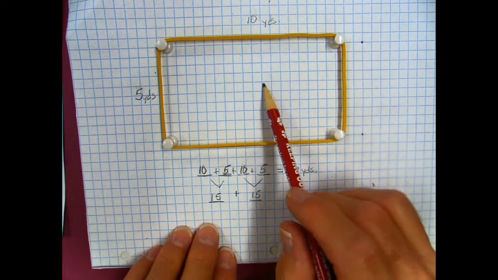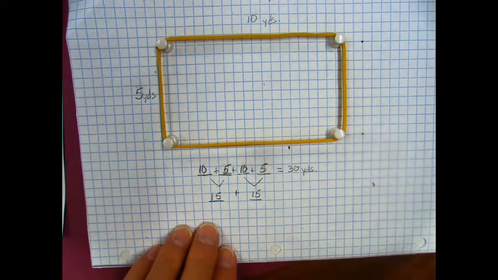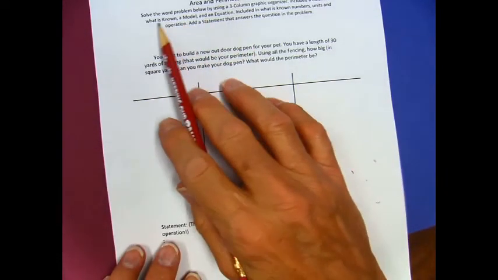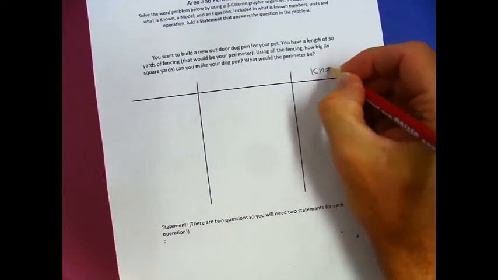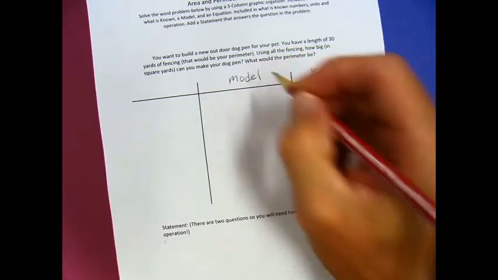So I hope this was a little bit helpful. Let's go back to the word problem, and let's set up the word problem like we do all word problems, and kind of keep this in mind. If you remember our word problem, solve the word problem below using a 3-column graphic organizer. Include a column for what is known. So here's our column for what is known. The model. And we kind of made a model with that rubber band and pens. And this is what? An equation.